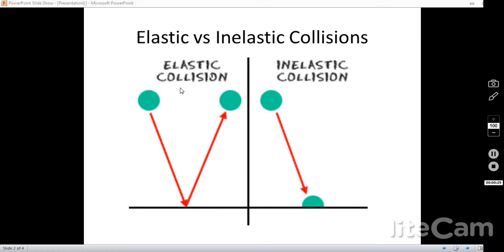Perfectly elastic collisions are something that do not occur very often in real life, because more often they are inelastic. A perfectly elastic collision means that all of the energy is conserved in the model, and all the kinetic energy it has before is equal to the kinetic energy that it has after, whereas an inelastic collision sees all of that kinetic energy transferred to something else.